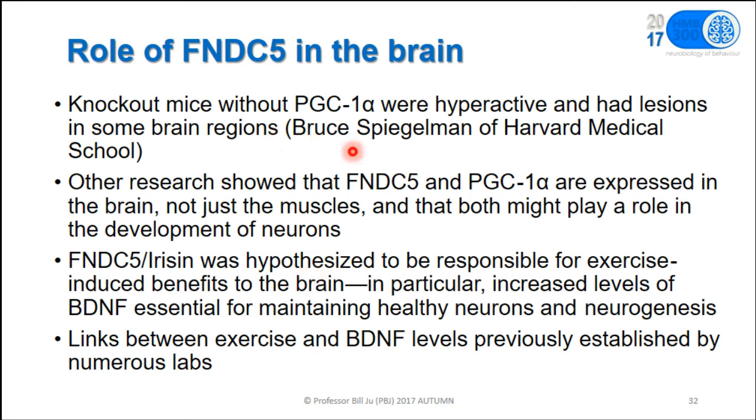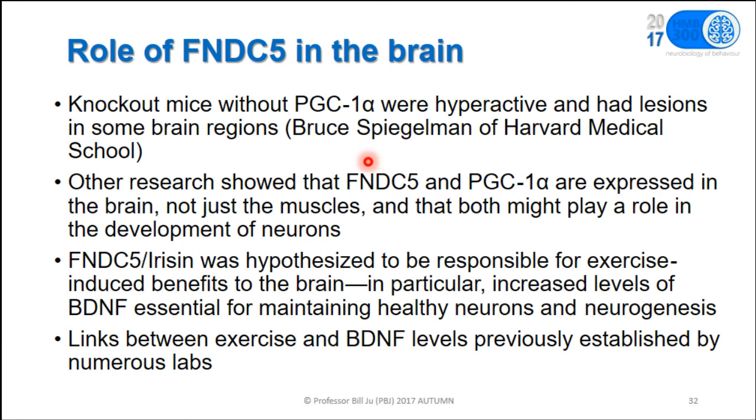So I'm going to come back to FNDC5 in a few moments, but there's some other research that interplays with this. There's another molecule that plays into this role with FNDC5, known as PGC1 alpha. One of these individuals is Bruce Spiegelman, also at Harvard University, and he noticed that if he were to knock out this molecule, PGC1 alpha, and you'll see why it's important in a few moments, the mice were really hyperactive. When you knock this thing out, they started to become more and more active, were staying up at night, being more aggressive, and also had brain lesions. Their brains were affected by knocking out PGC1 alpha.